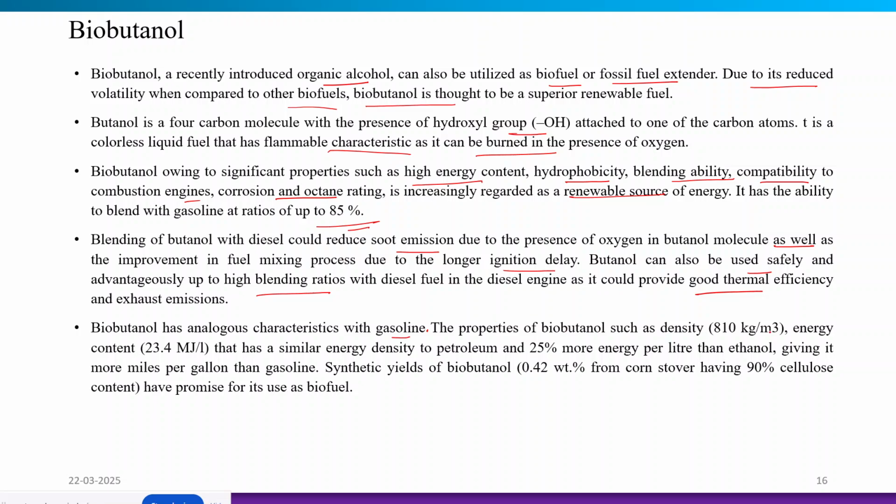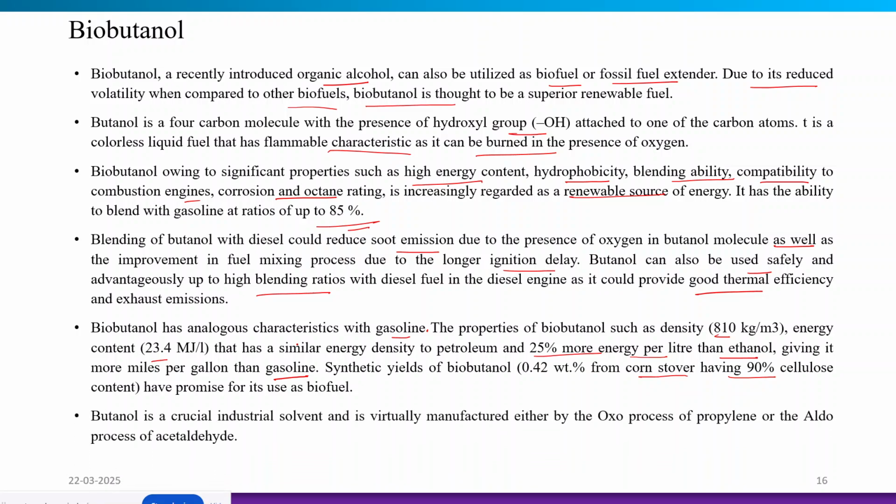The properties of biobutanol: a density of 810 kg per meter cube, an energy content of around 23.4 megajoule per liter, which is a similar energy density to petroleum and 25% more energy per liter than ethanol. So you can see that the higher energy content gives it more miles per gallon than gasoline. The synthetic yield of biobutanol is 0.42 weight percent from corn stover, having 90% cellulose content. This is an example; they are very promising sources to be utilized as a biofuel.